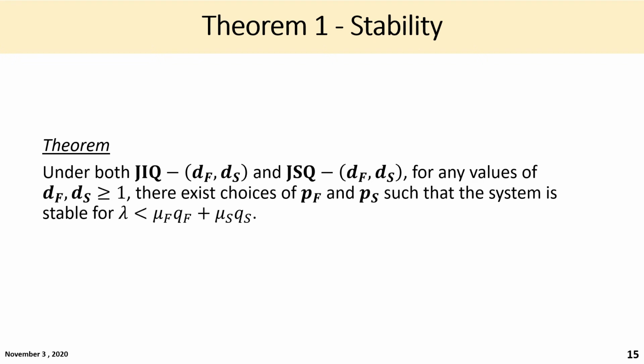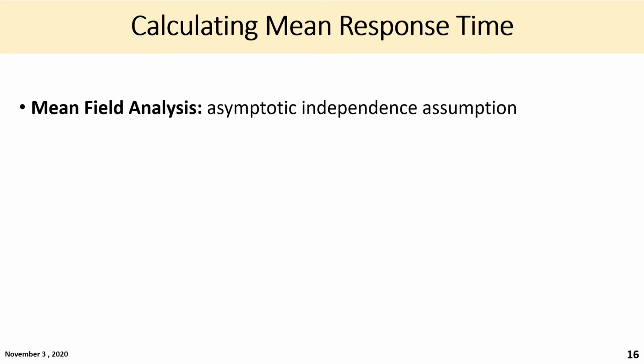This is a significant result because, as we will show you later, many power of d policies in the literature developed for homogeneous server systems need not be stable at high loads in the heterogeneous server settings. We used mean field analysis to help us calculate the mean response time for our policies.